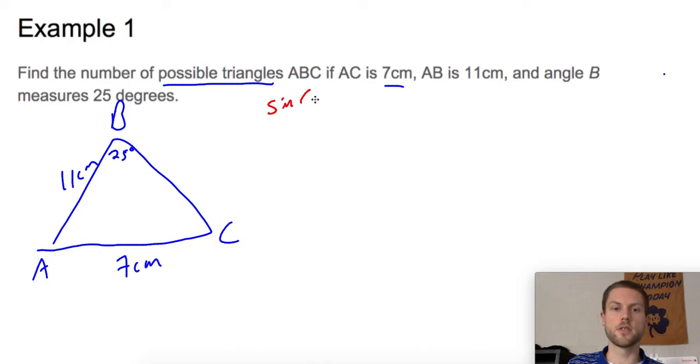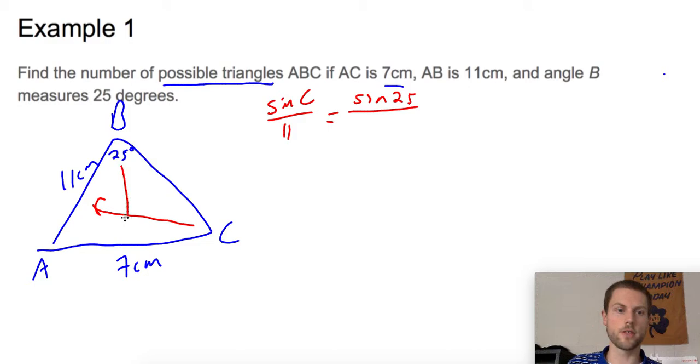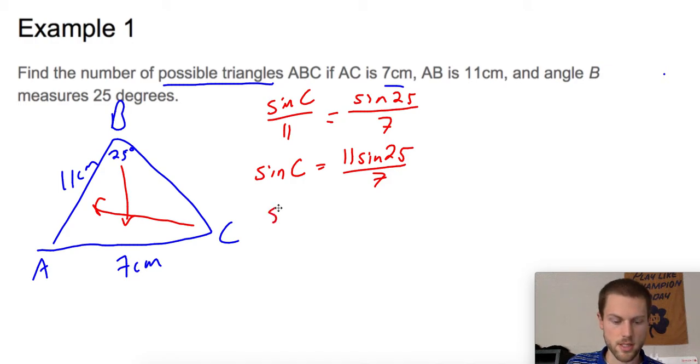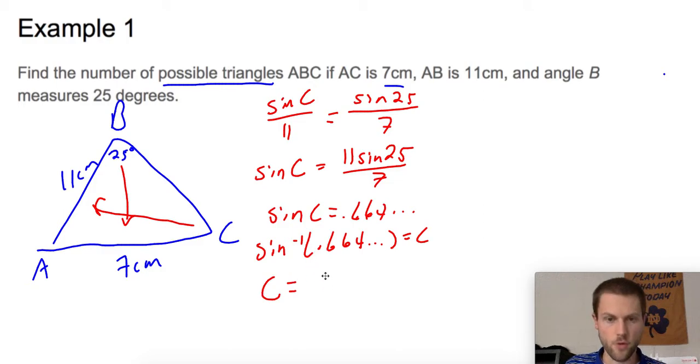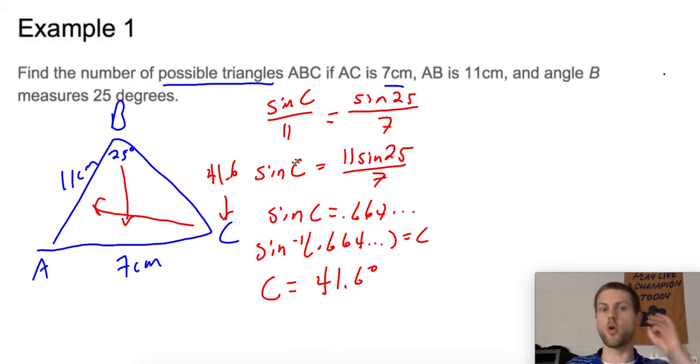So the sine of C over its opposite side, 11, is going to equal the sine of 25 over its opposite side, 7. If I solve for the sine of C, I get 11 sine of 25 over 7. If I punch that into my calculator, I get the sine of C is going to equal 0.664 and so on. I take the inverse sine of that decimal. That should give me angle C, and angle C comes out to be 41.6 degrees. So this angle could be 41.6 degrees according to the law of sines.